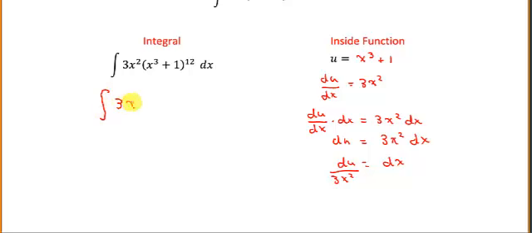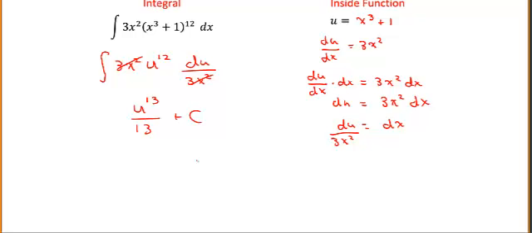I have 3x squared, then u was x cubed plus 1 to the 12th, times du over 3x squared. And notice the 3x squareds cancel, and I'm left with u to the 12th du, so that would be u to the 13th, 12 plus 1 over 13, plus a constant, and now just replace the u with this x cubed plus 1. And there we have it. That antiderivative would be x to the 3rd plus 1 all raised to the 13th divided by 13 plus c. We'll do some more examples in the next 2 videos.